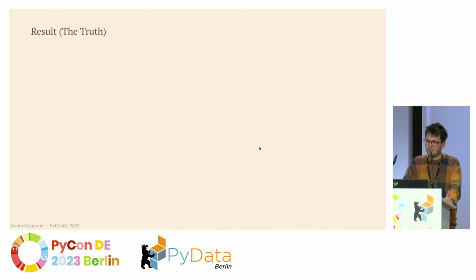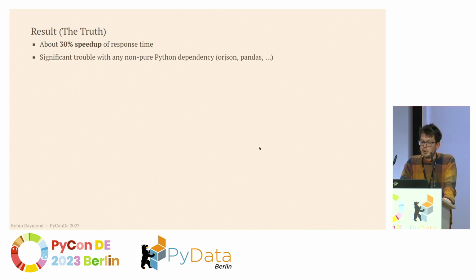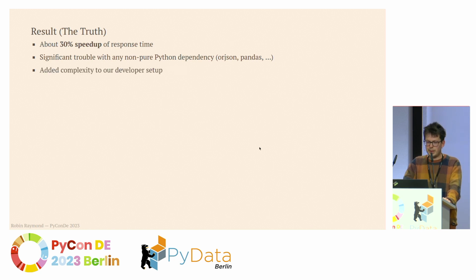And here we get to the truth. We have a 30% speedup of the response time, but we also had significant trouble with non-pure Python dependencies. I think orjson didn't work at all, so we had to give up on using it. Pandas we got to work, but every Python dependency that is not pure Python is going to be a major pain for us going forward. It added a lot of complexity to our developer setup. Now instead of just having a single language to deal with and set up tooling for, we have to do it for multiple languages.